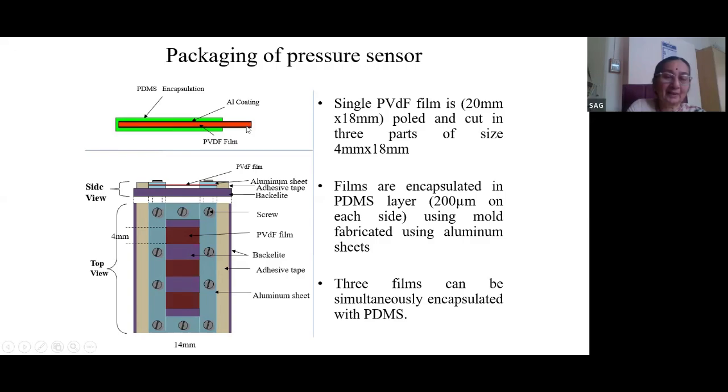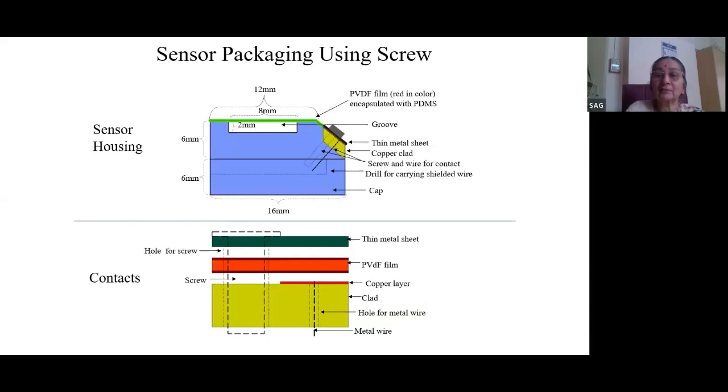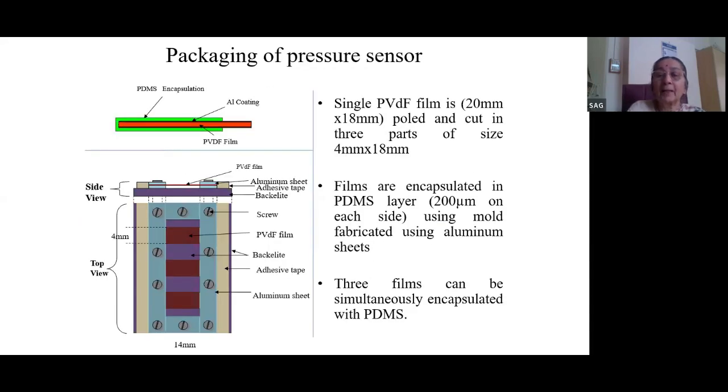Otherwise, these PVdF films are of no use. Therefore, the PVdF film we required for putting on the pulse point is 20 millimeter by 18 millimeter. It was cut into 3 parts of the size 4 millimeter by 18 millimeter. 4 millimeter is the width, and this is the length, which will be put on your wrist.